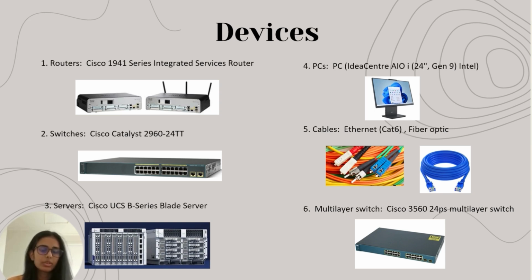Next we're going to talk about the cables that we use. We use Ethernet Cat6 cable and fiber optic cable. Cat6 is used for shorter, high-speed connections within the office, and the fiber optic cable handles the largest data transfer over long distances.